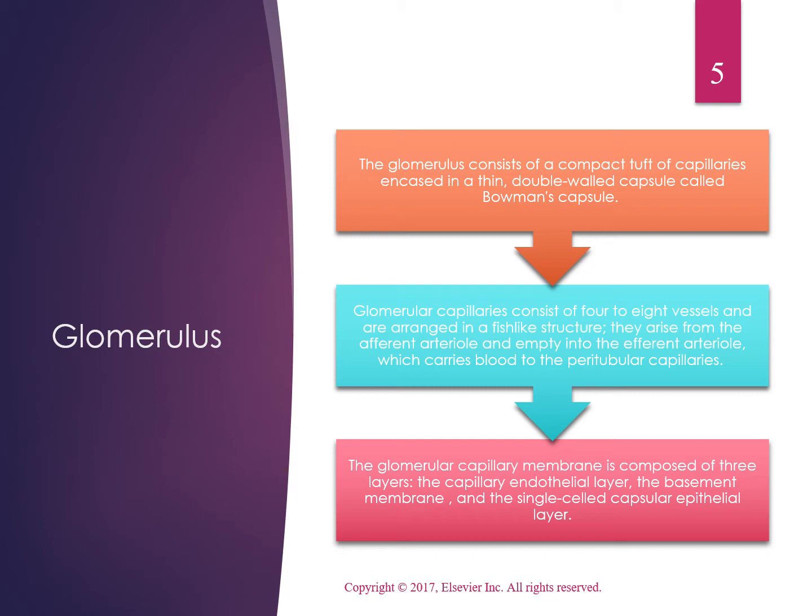Then the glomerular capillary membrane is composed of 3 layers. It has the capillary endothelial layer, the basement membrane, and the single-celled capillary epithelial layer. The endothelial layer lines the glomerulus and interfaces with blood as it moves through the capillary. This layer contains many small perforations called fenestrations. The epithelial layer that covers the glomerulus is continuous with the epithelium that lines Bowman's capsule.